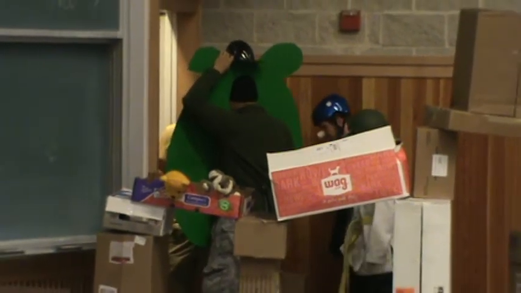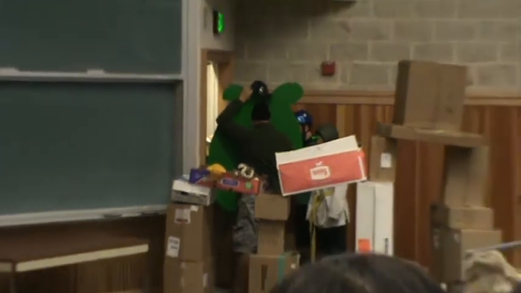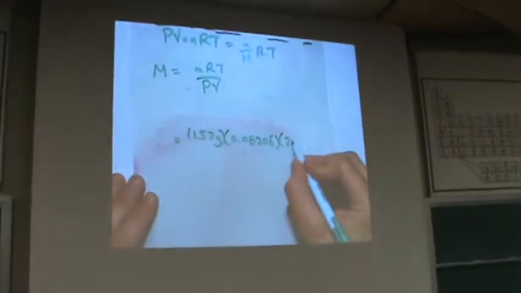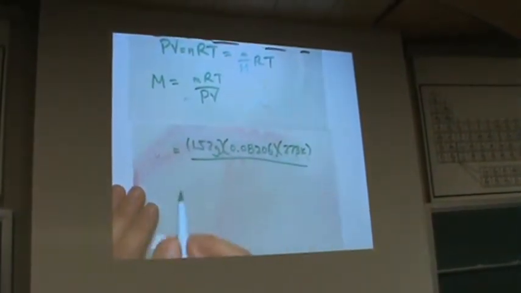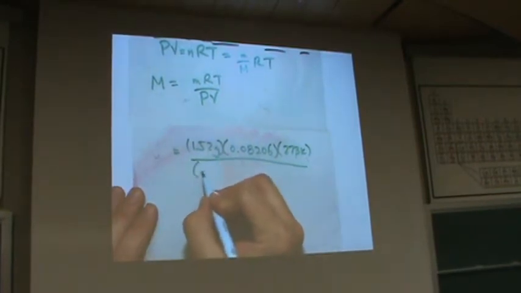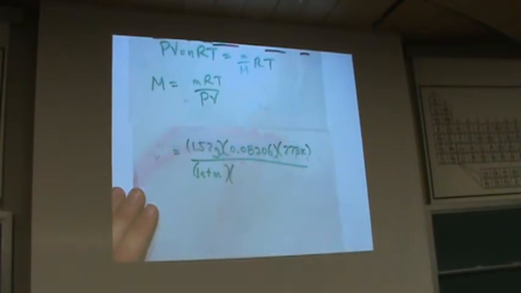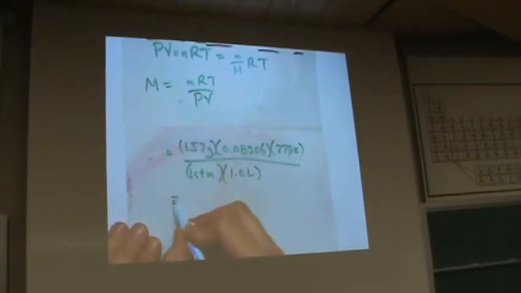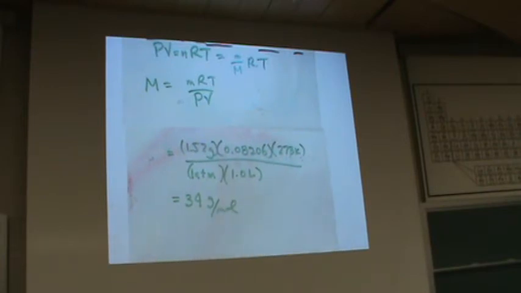Substitute that all in, 1.52 grams. Same R as before, 0.08206 liter atmospheres per mole Kelvin. Same temperature, and that was 273. The pressure, let's see, what was the pressure? 1 atmosphere. And the volume was 1.0 liters. If you do this, you'll get the same answer of 34 grams per mole.